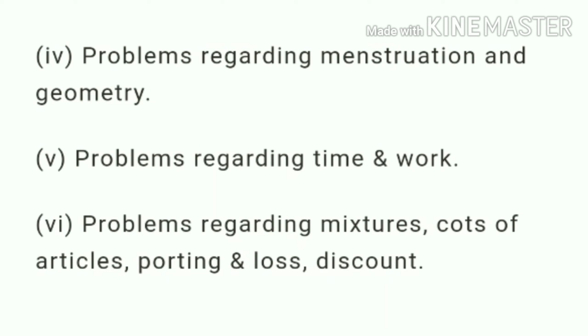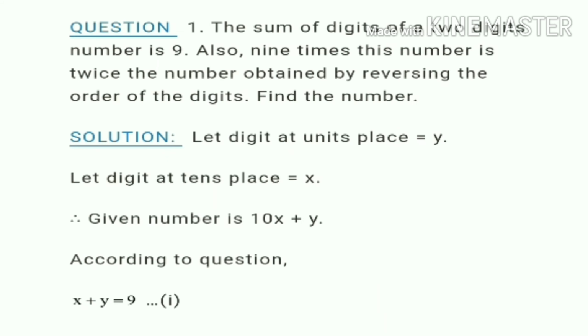See here, the question is given: the sum of digits of a two-digit number is 9. Also, 9 times this number is 2 times the number obtained by reversing the order of the digits. Find the number. The question is asking us to find the number. The number has two digits, ones and tens. So we need to let the digit at tens place be x and the unit digit y, unit place y and tens place x.